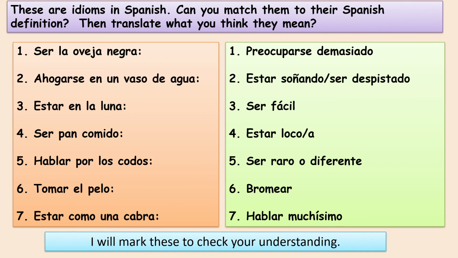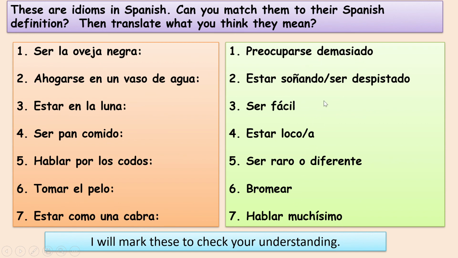Okay, this is the last task, and you have got some idioms in Spanish in the orange box here, and you have got to match them to their Spanish definition in the green box. If you are a bit confused about any of the vocabulary, I suggest you go onto wordreference.com so you can pick out what oveja negra might mean. I'll give you a clue. This is to be the black sheep. So if you think of the nursery rhyme, baa baa black sheep, that might give you a clue as to what it could match up with.